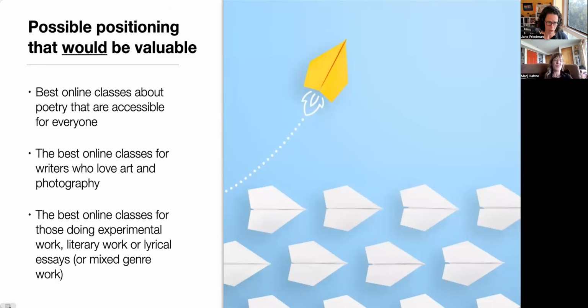It's not like you have to pick one. It could be all of these, but just from what I witness in your classes, you have the best online classes about poetry that are accessible for everyone, or that would be my interpretation. The best online classes for writers who love art and photography. The best online classes for those doing experimental work, literary work, literary or lyrical essays, or perhaps mixed genre work.